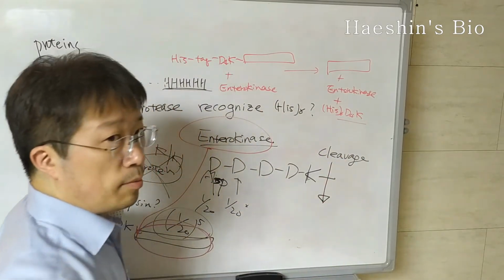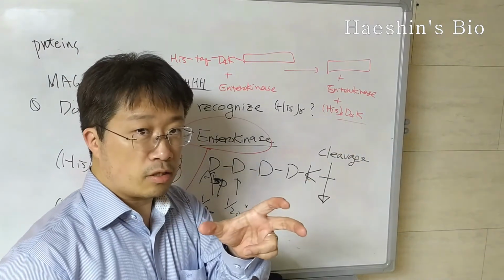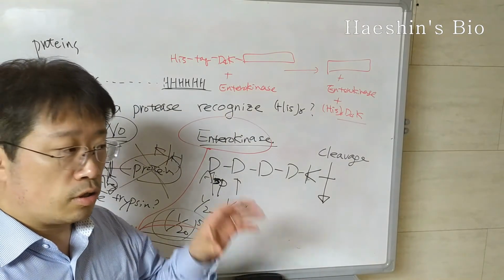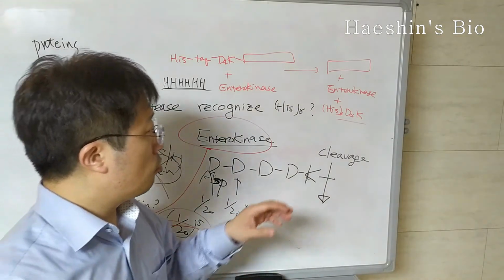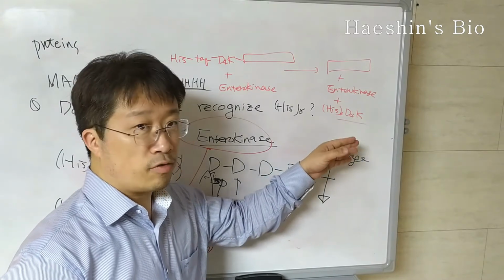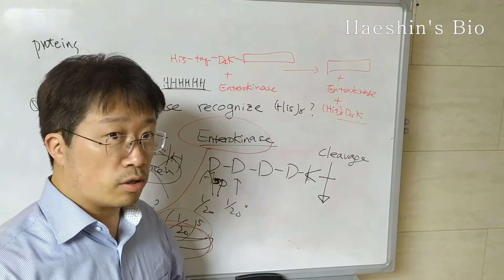So this is 11 amino acids: 6, 4, 1, 11 amino acids. The peptide is a relatively long molecule, because the average molecular weight of an amino acid is 110. So 11 amino acids is more than 1,000 Dalton. It's a relatively big molecule.